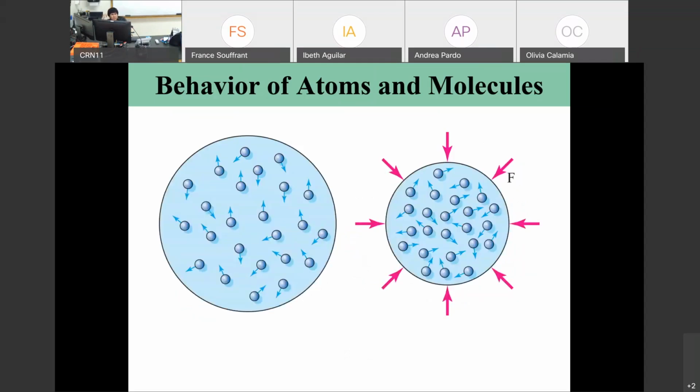Well, this one is showing you how you can easily compress a gas as you apply an external force. That's because of the large space between the atoms in there. So we can easily compress a gas because of that, because of the very large distances, in some cases, in between the atoms.